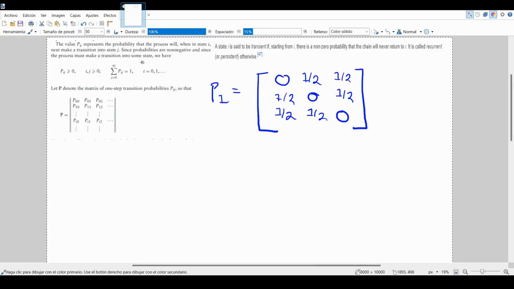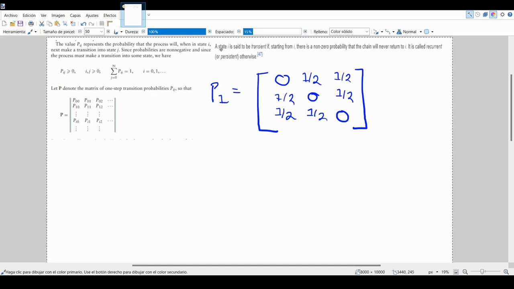So before starting this, I think we should go over the definition of the transition probability matrix. It has entries of this form, and the value p_ij. So for instance, this is p00, this is p01, p02, etc., represents the probability that the process will, when in state i, next make a transition into state j. So, for instance, here, going from 0 to 1 has a probability of 0.5.